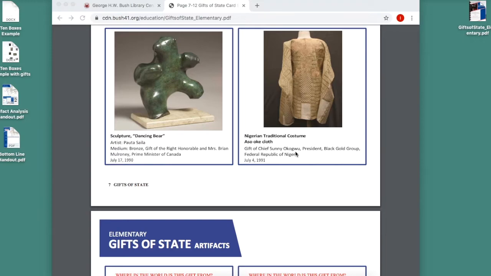If your answers were along the lines of it's an object and or it relates to a foreign country, you are correct. A gift of state is an object exchanged, in other words, given between leaders of two countries in order to foster or build good relationships.